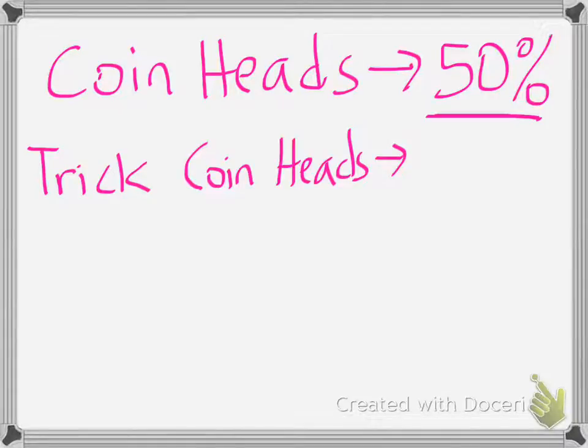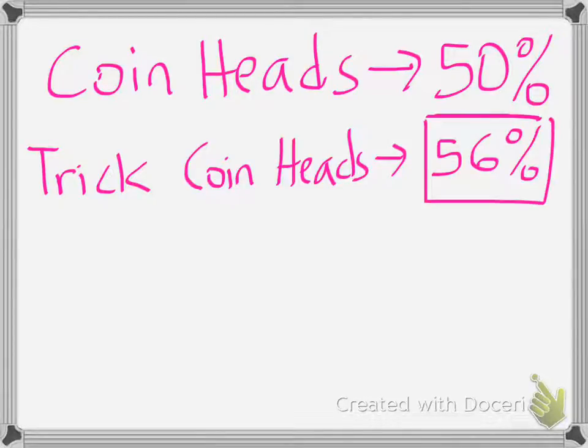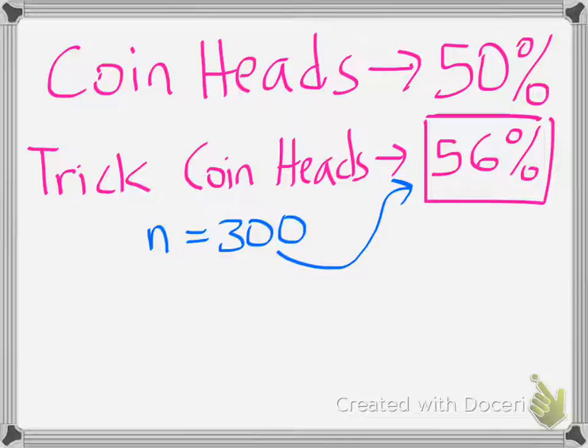So I go to a store, and the store says I have a coin that comes up heads 56% of the time. Awesome. They tested it 300 times and got this number. Now the question is, is that right? Is this coin really a trick coin? I mean, it looks just like a penny.